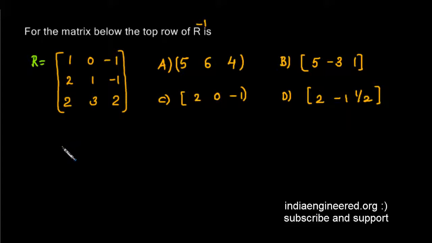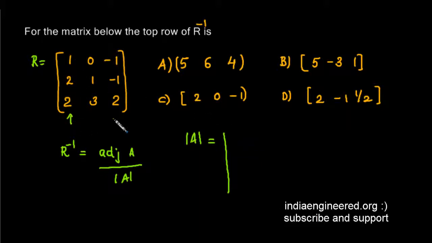Anyway, we know that the inverse of a matrix is given as adjoint of A by determinant of A. So anyway, we have to find out the determinant. So let's quickly find out what is the determinant of this matrix. I'm going to do an elementary column operation. I will add these two columns to quickly solve it.